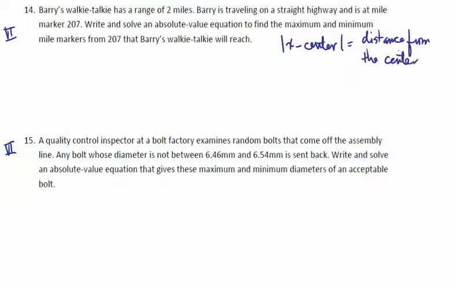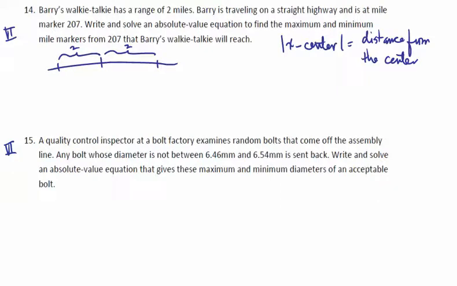What we have here, this range of 2 miles, means the sound or the reception of the walkie-talkie can be received or sent out for 2 miles. And that's going to be our distance from the center. Barry with the walkie-talkie, he's the center. The signal is going out and coming in from up to 2 miles away. So if you want to think about that, here's Barry, and we know that his signal is going to be able to go out up to 2 miles away.